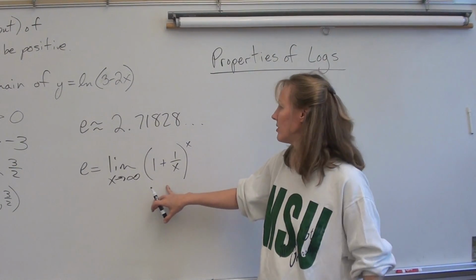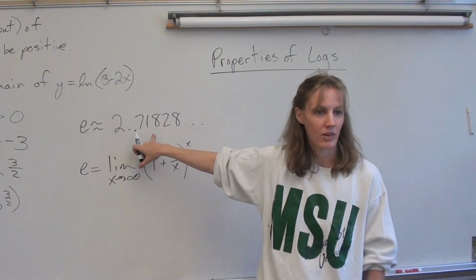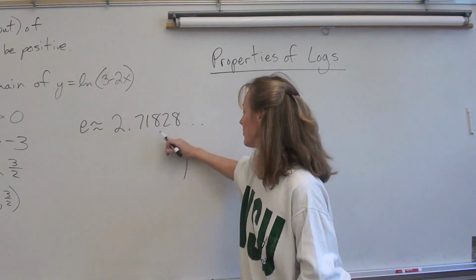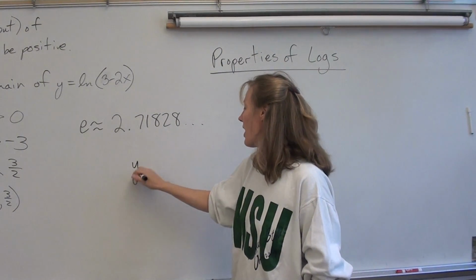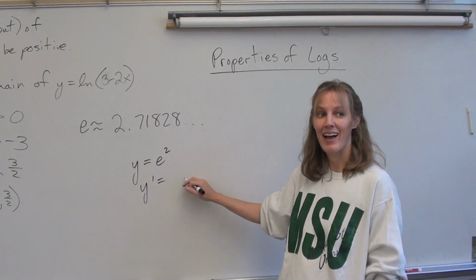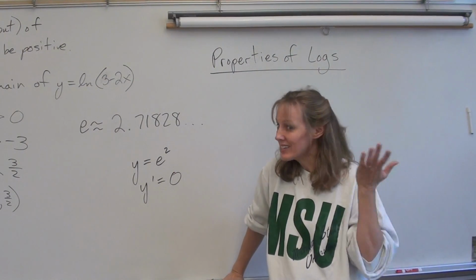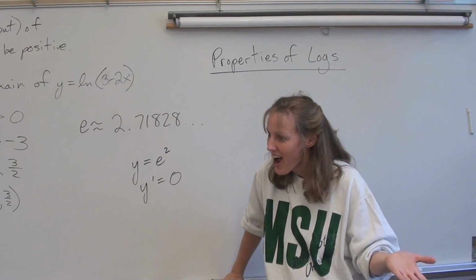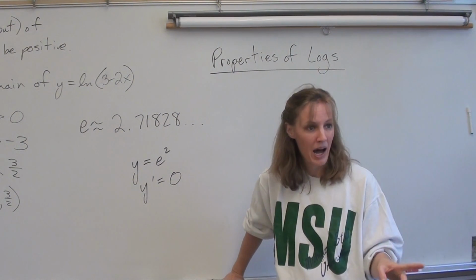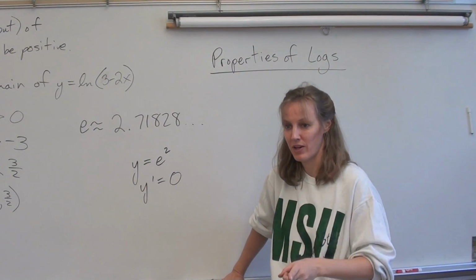e is calculated from that. But we just use e, knowing that e is approximately 2.7, or around 3. But it's a number. So just for fun, I didn't ask this the first period, suppose they said, y equals e squared. What's y prime? 2e? What? e is a constant. It's like pi, right? It's not a variable, it's a constant. Don't confuse it with a variable.